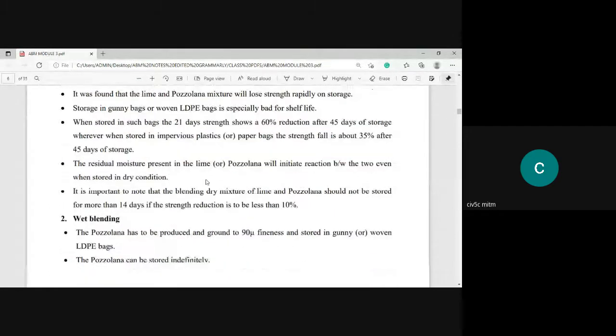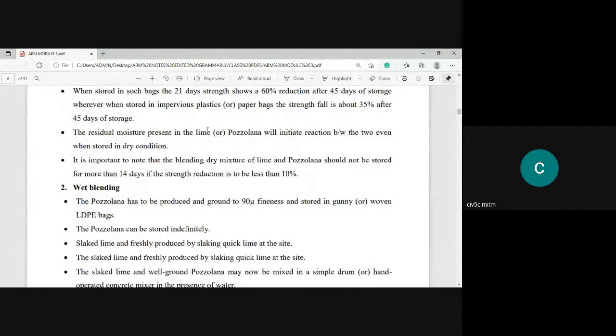The residual moisture present in lime or pozzolana will initiate reaction between the two, even when stored in dry condition. That's what I've been told. Whatever moisture is present in the lime, that is another drawback, apart from absorbing moisture from the atmosphere, because the lime mixed with the pozzolana will be calcium hydroxide. That means the lime already contains water.